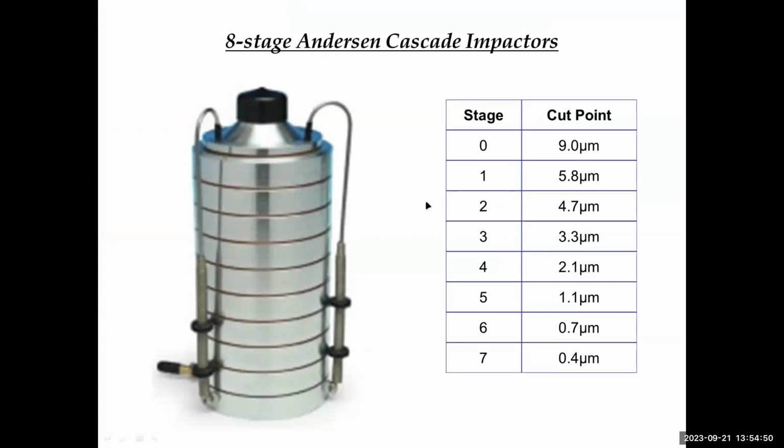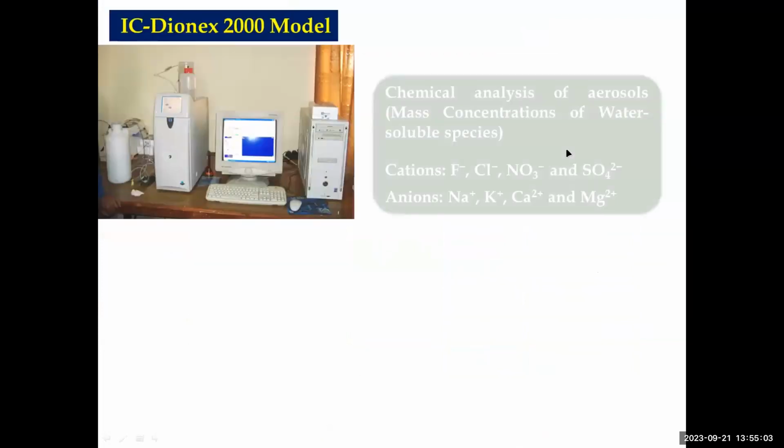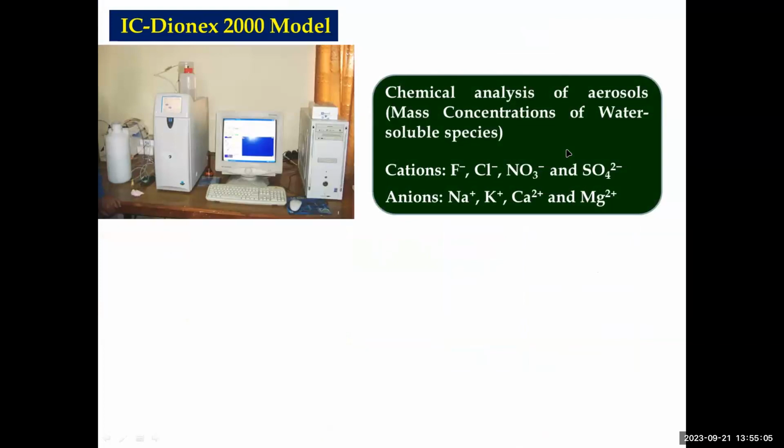But this instrument, the cascade impactor, will provide the information simultaneously at 8 different sizes, starting from 0.4 micron up to 9 micron. So after sampling, we get the sample over the filter paper.